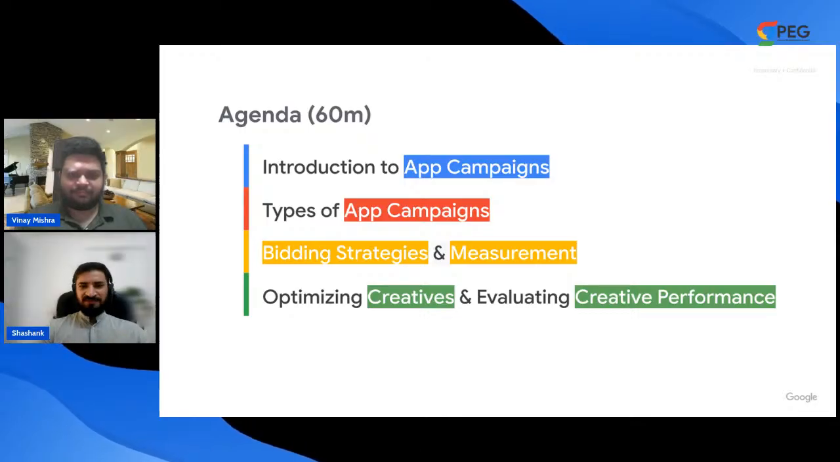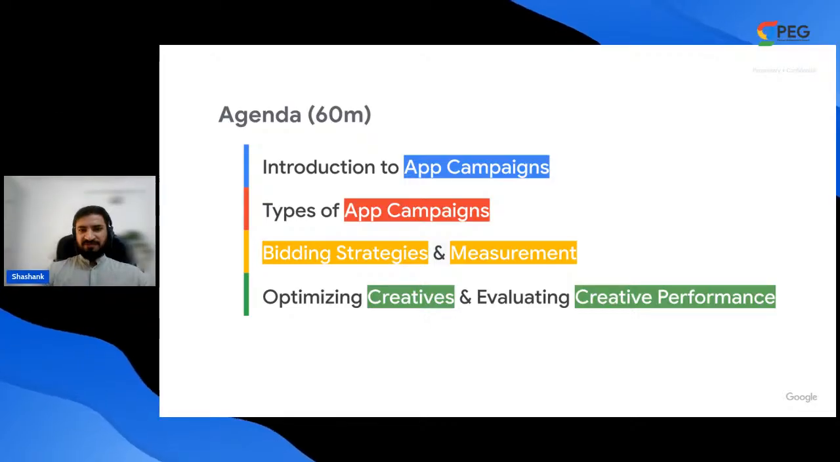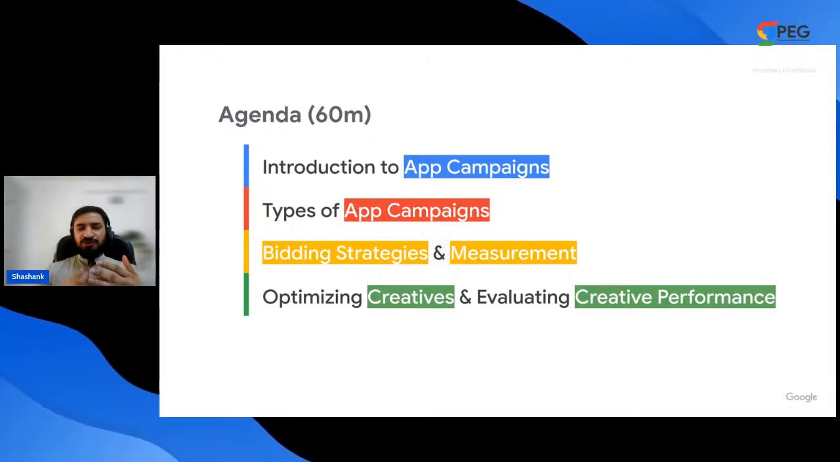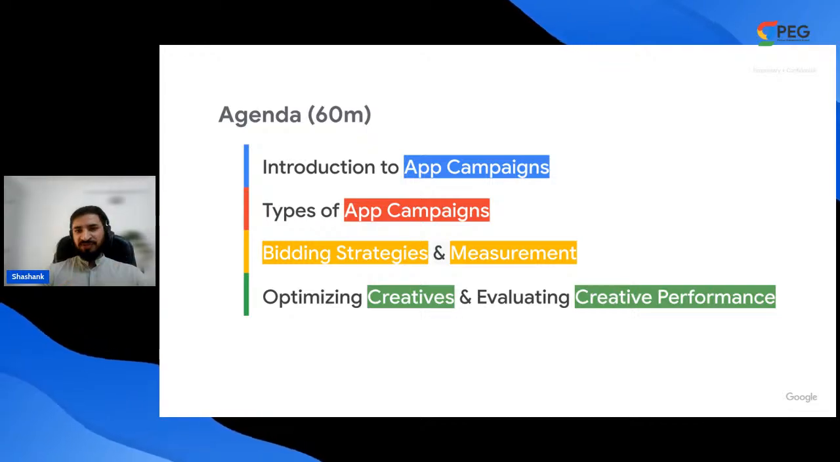So quickly taking you through the agenda of today's Connect, we'll be covering the introduction to app campaigns, like what exactly the app campaigns are, why do we need them, what are the different types of app campaigns. We'll also cover different types of bidding strategies that we have available based on your marketing agenda, and also the different measurement techniques that you can use to track your campaign's performance, because having a campaign is one thing, but tracking the performance is a very important pillar of running a successful app campaign. And last but not the least, we'll cover the optimization, creatives, and evaluating creative performance. So let's start.